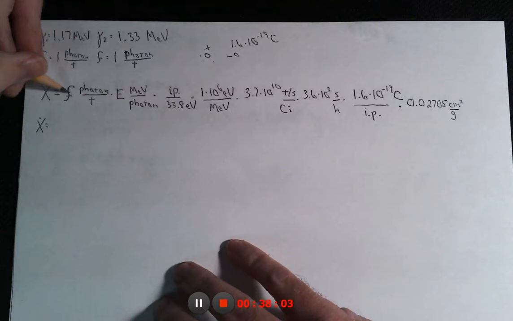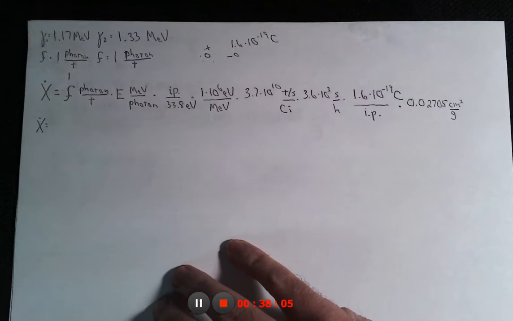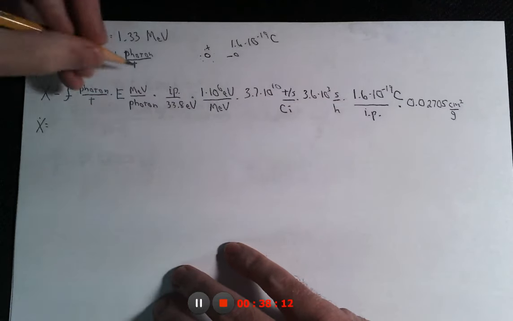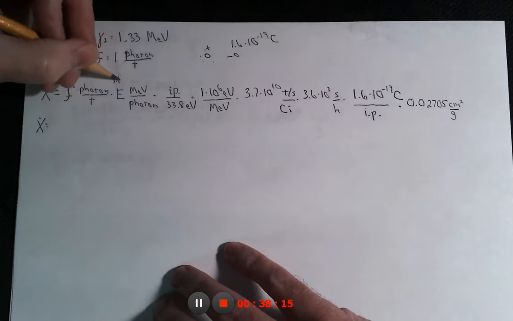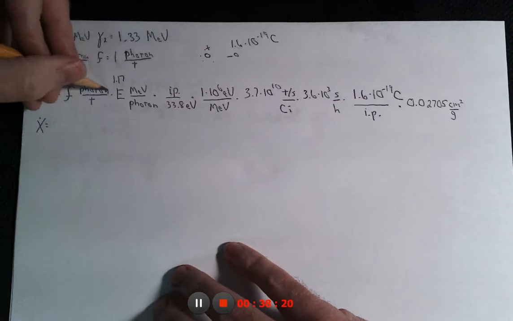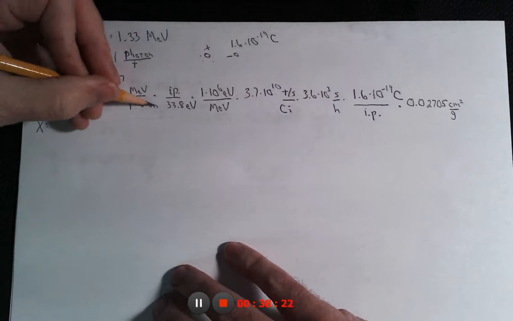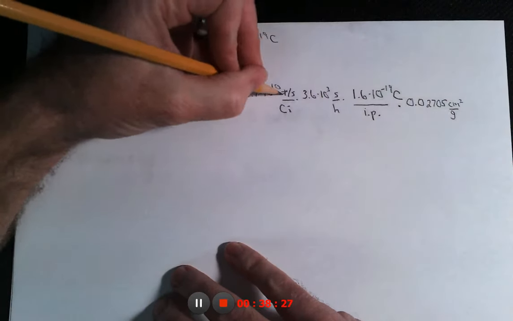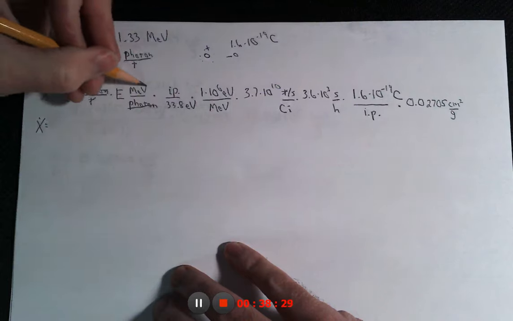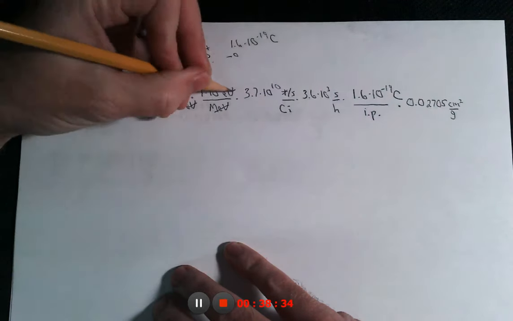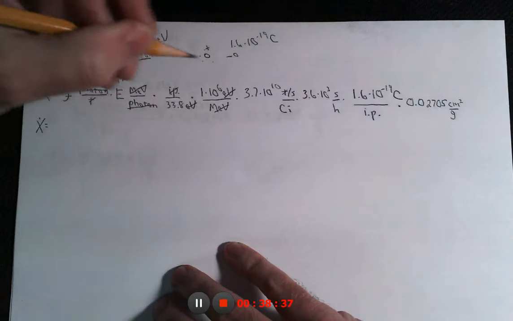At this point, our fraction is going to be 1, because the abundance for this 1.17 MeV is very, very close to 1 for cobalt 60. The energy that we're dealing with in MeV is 1.17. These are all good. Now I can cancel out some of the units here. Photons are going to cancel out, transformation is going to cancel out over here, MeV is going to cancel out over here. Electron volts. Ion pair.